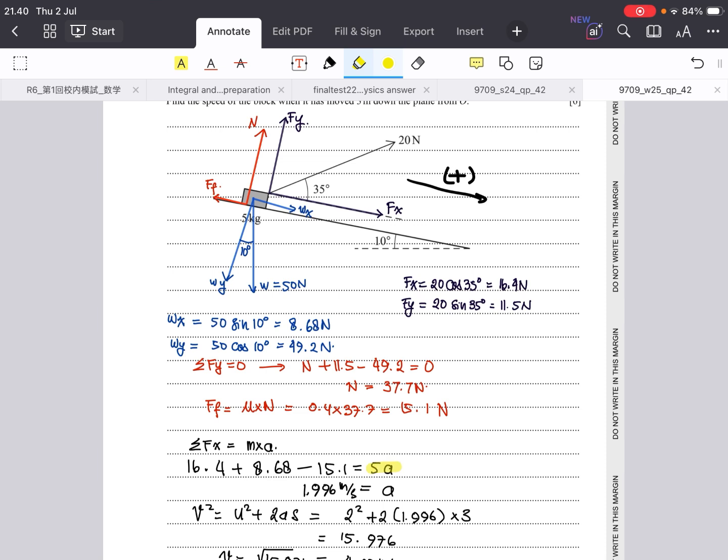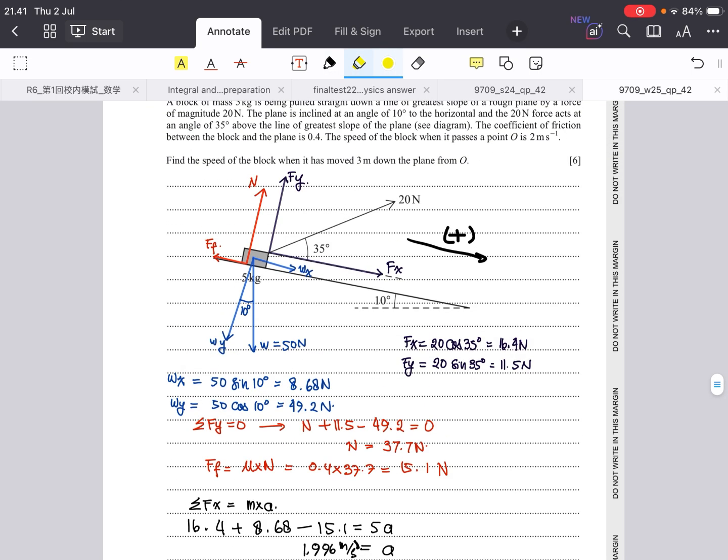The m is 5. So solving this equation, we can find that the acceleration of the block is 1.996 meters per second squared. It's supposed to be squared here. And then the question asks us to find the speed of the block when it has moved 3 meters down the plane from O. But don't forget, the initial speed at O is 2 meters per second.